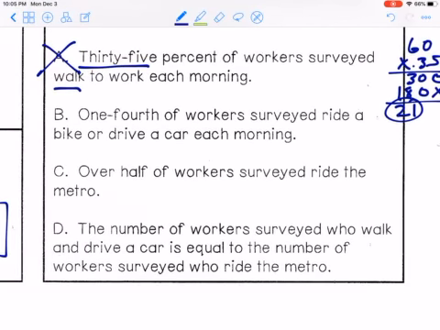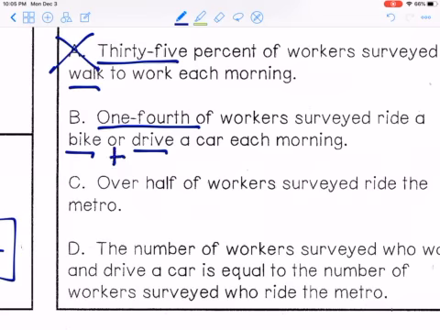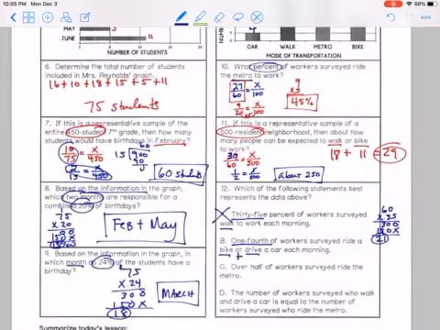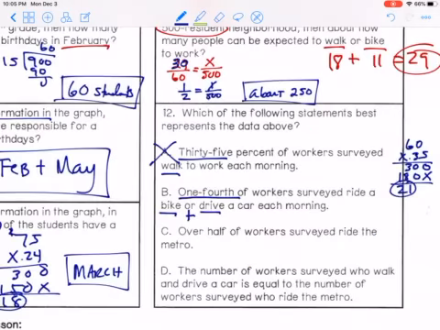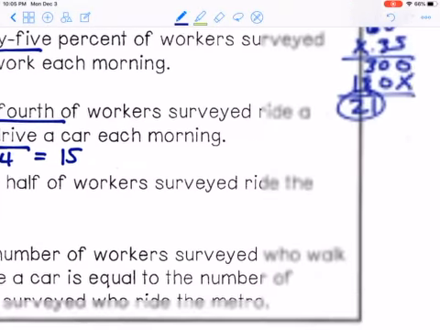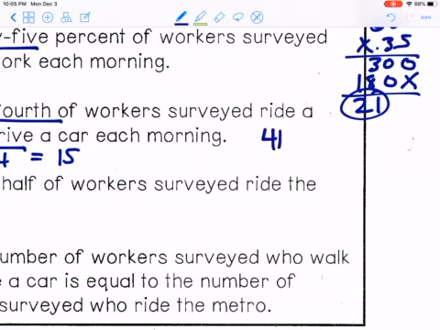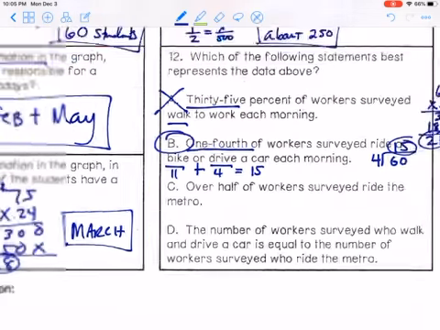Part B, 1/4 of workers surveyed ride a bike or drive. Well, remember that or means that we're going to add. So bike is 11. Drive is 4. So we're looking for 15 people. Well, 1/4 of 60. That means that we're going to take 60 divided by 4. And that is 15 people. So the answer is B.